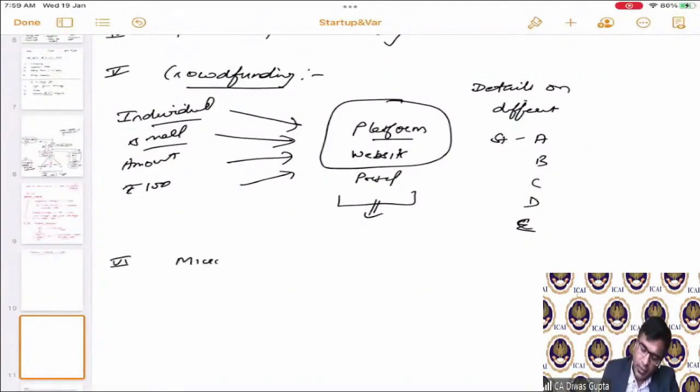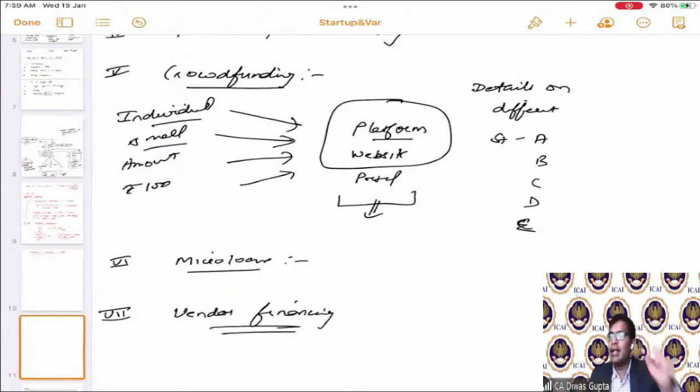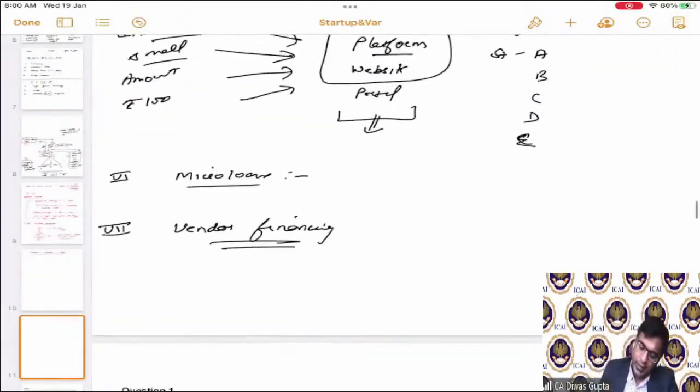Then the next part is micro loans. Micro loans means loans for smaller businesses that are given to individuals, even at a lower rate of interest. Then the next part is vendor financing. So what happens, students, in vendor financing is that the vendor itself will give us the money so that the startup can purchase the goods from the vendor itself. So it is again kind of a credit from the vendor. Correct. So this is credit from the vendor. The next part is purchase order financing.